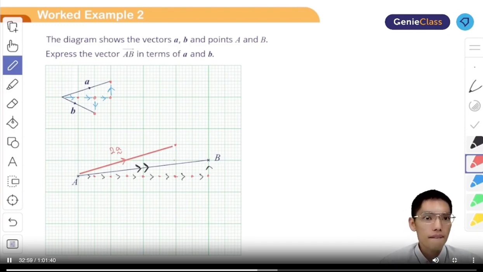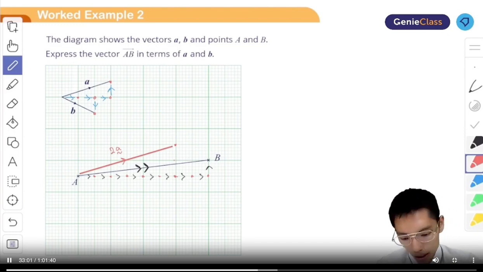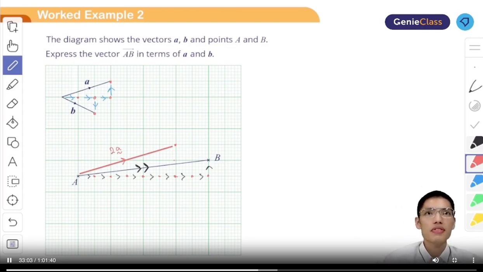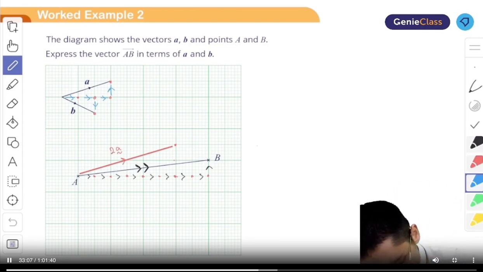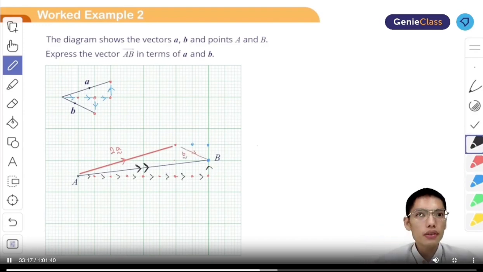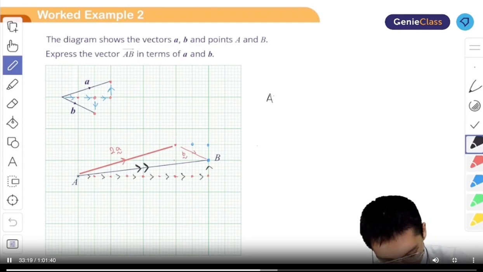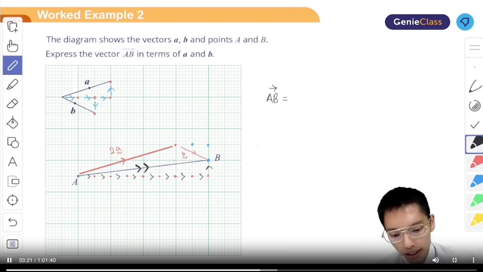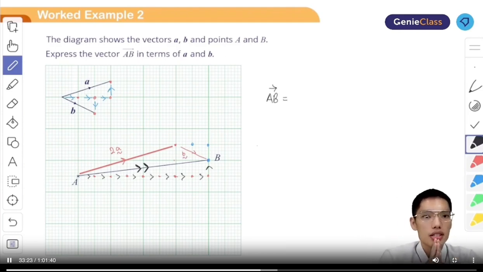Okay. You realize what is my B vector? B vector is 2, 1. So if I visualize 2, 1, do you all agree drawing it down this way will give me my vector AB? Henceforth, taking note over here, AB. How do I express these vectors in terms of A and B? Write down answers.